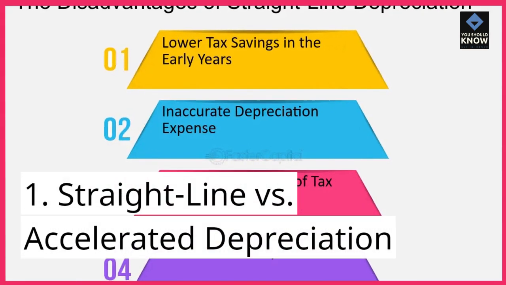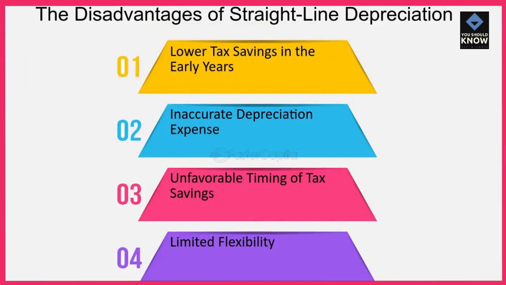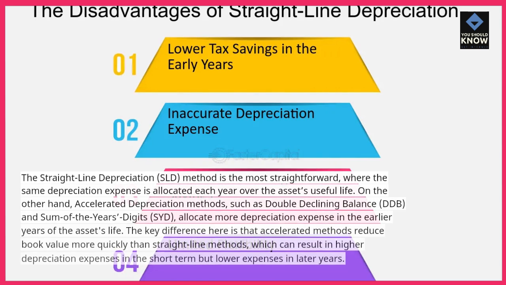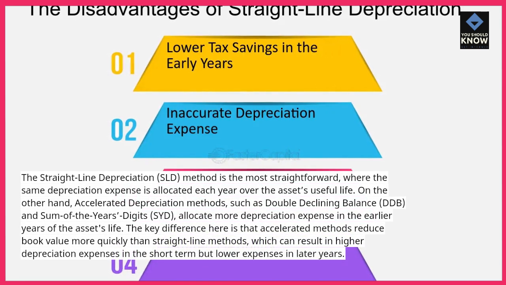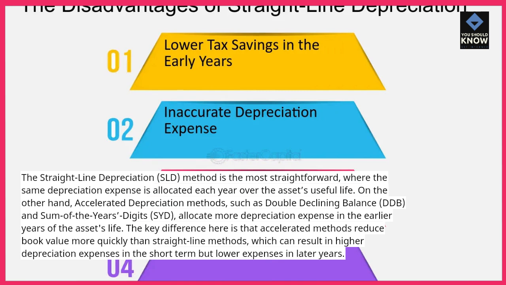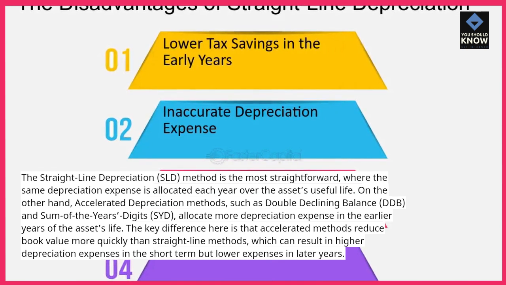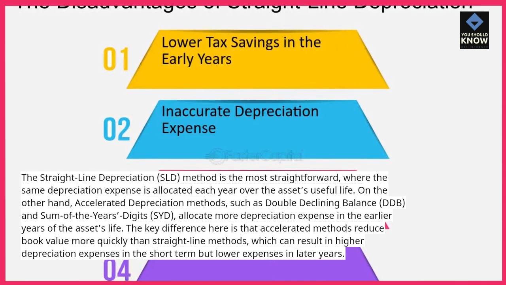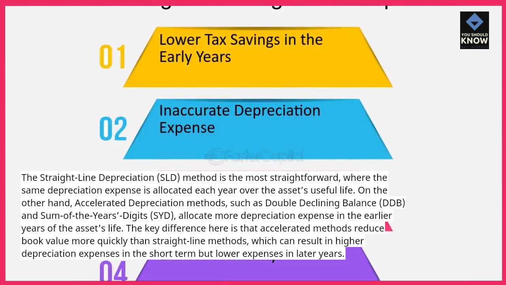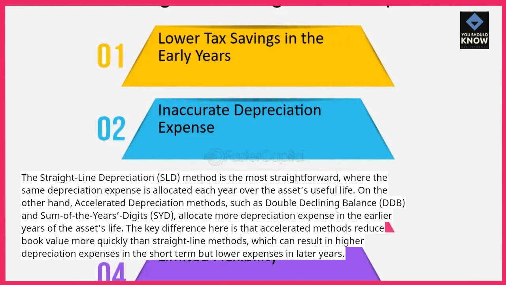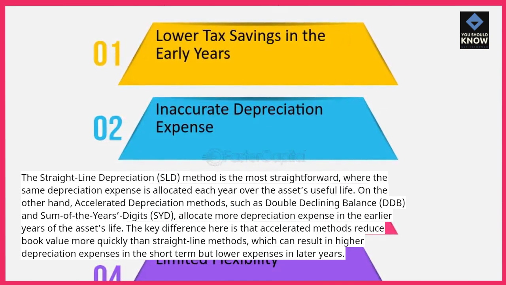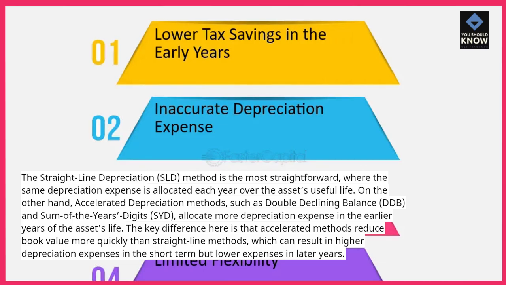1. Straight line versus accelerated depreciation. The straight line depreciation (SLD) method is the most straightforward, where the same depreciation expense is allocated each year over the asset's useful life. On the other hand, accelerated depreciation methods, such as double declining balance (DDB), and sum of the year's digits (SYD), allocate more depreciation expense in the earlier years of the asset's life. The key difference here is that accelerated methods reduce book value more quickly than straight-line methods, which can result in higher depreciation expenses in the short term but lower expenses in later years.